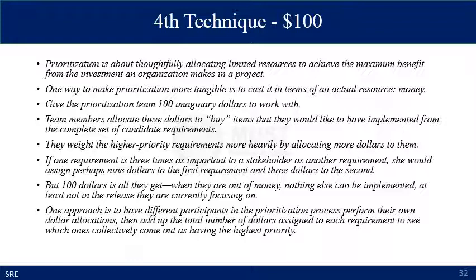So prioritization is about thoughtfully allocating limited resources to achieve the maximum benefit from the investment an organization makes in a product or a project. So one way to make prioritization more tangible is to cost it in terms of actual resources, for example, money. So give the prioritization team 100 imaginary dollars to work with, and team members allocate these dollars to buy items that they would like to have implemented from the complete set of candidate requirements.